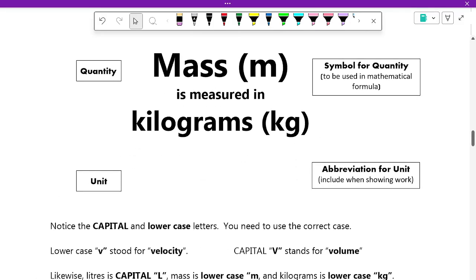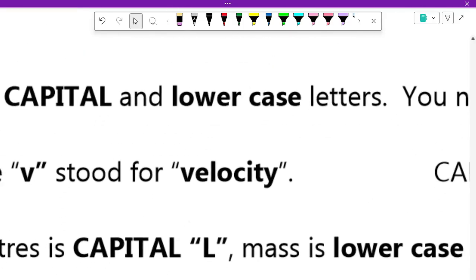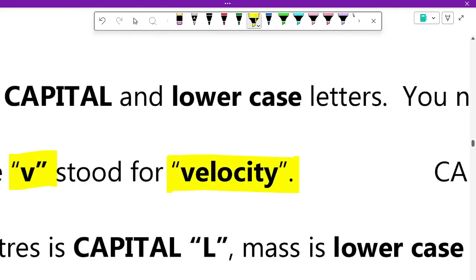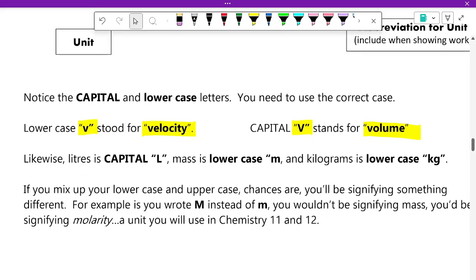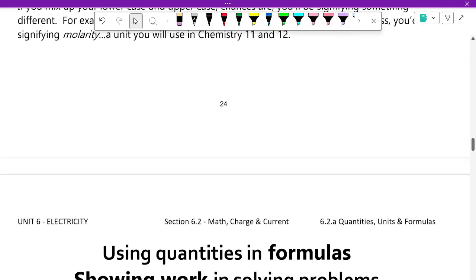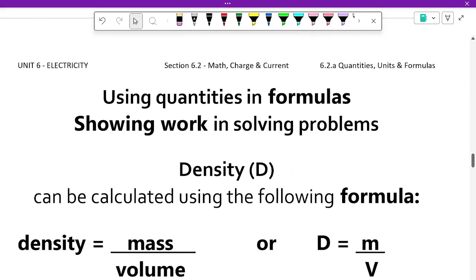You have to be careful about your upper and lower case. Little v was for velocity, but big V is for volume. So make sure that you've got little v for velocity, big V for volume. Everything needs to be big and little in the way that it should be. Okay, next. Here is our formula.